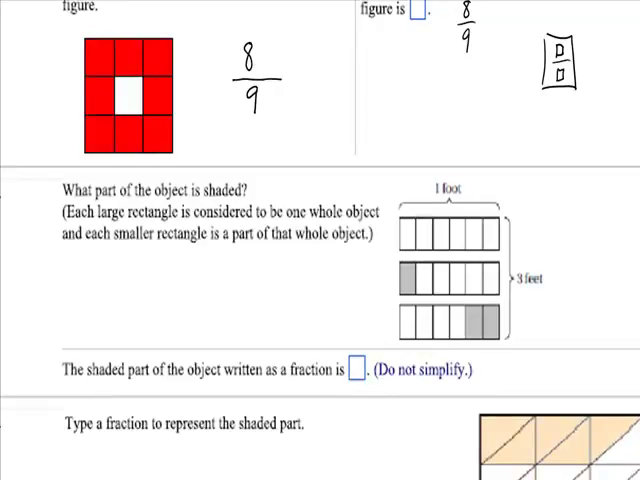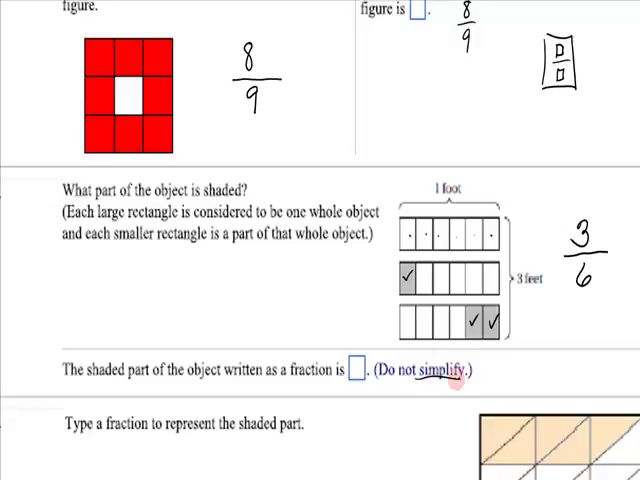All right. What part of the object is shaded? Each large rectangle is considered to be one whole object with each smaller rectangle as a part of it. So when you're deciding on the denominator, it is how many pieces is each whole divided into. And there's 1, 2, 3, 4, 5, 6. Each of these wholes is divided into 6 equal parts. How many of those 6 are shaded? And there's 1, 2, 3. So this is the fraction 3/6.